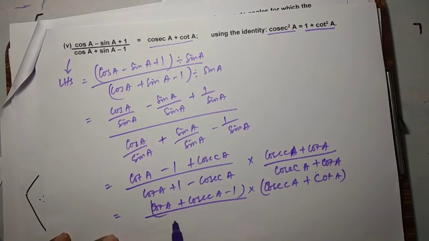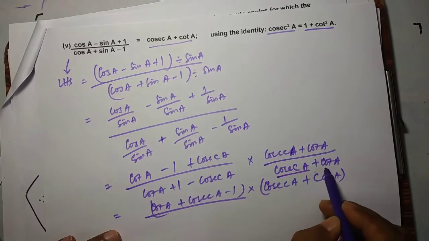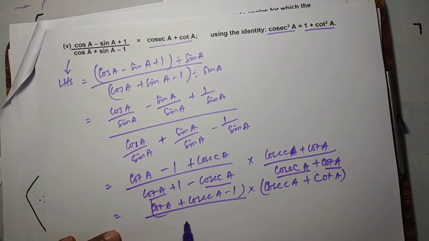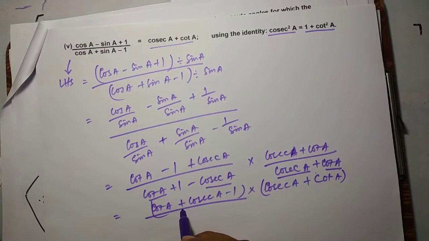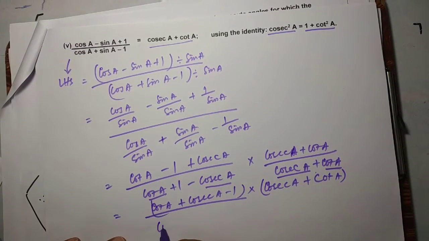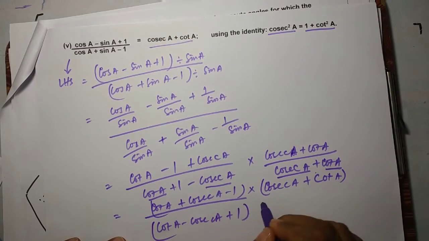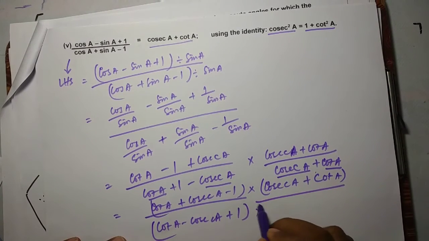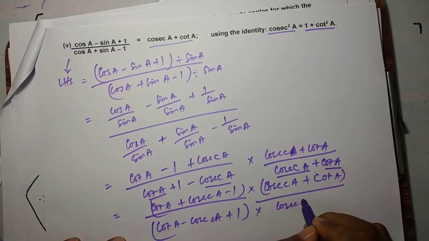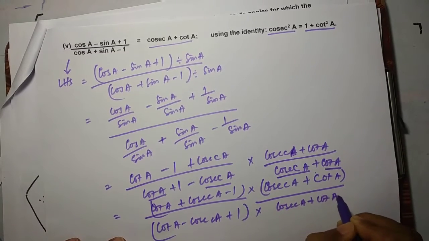So in this case, what will happen? I will just rearrange. This is cosec A plus cot A. So I will write cot A again, cosec A, and minus this one. So cot A minus cosec A plus 1, then multiplied with the cosec A plus cot A.